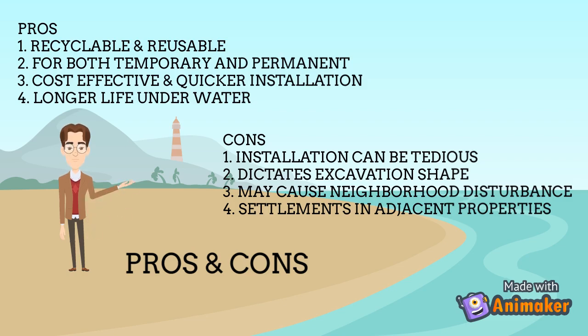However, the cons of the sheet piling cofferdam is, even though the installation is simple, it is tedious due to any issue caused by the soil. The excavation stage is dictated or limited in section and interlocking elements, meaning there is a loss of freedom in the excavation. The sheet pile driving process can cause neighborhood disturbance, just like irregular pile driving. Lastly, settlements in adjacent properties may take place due to installation vibrations.